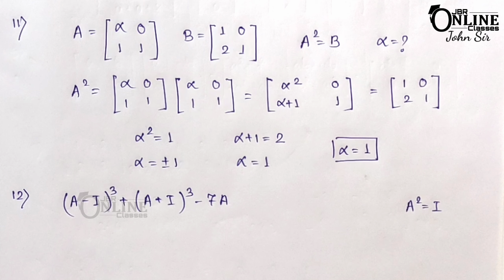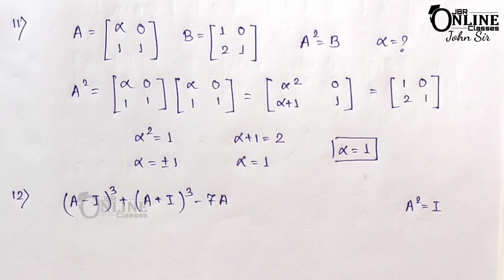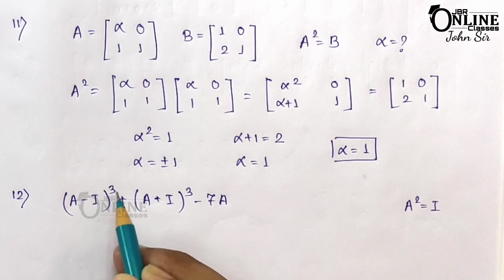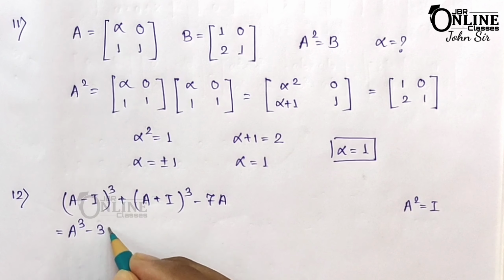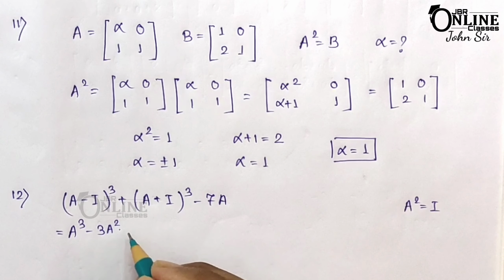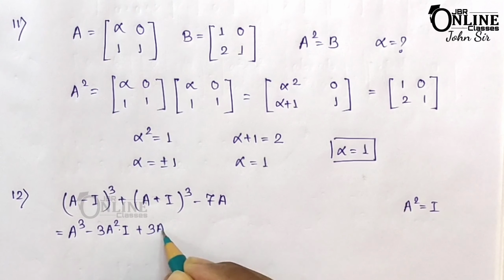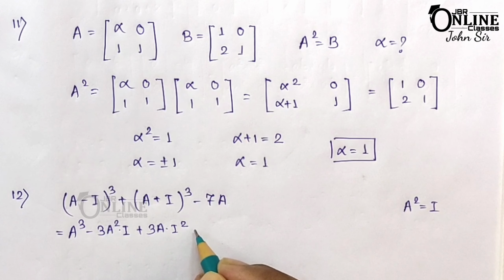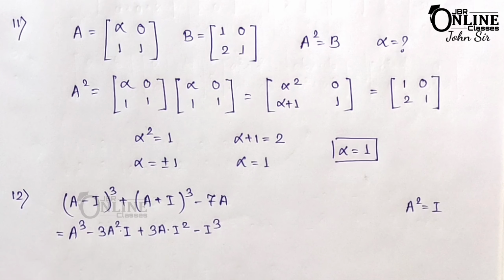Now sum number 12. If A is a square matrix such that A square equal to I, then find the simplified value of this one. As you know, here you can apply the formula (A minus B) whole cube. So it will be here A cube, after that 3A square I, okay, 3A square I, and then after that 3A I square, and the last one will be minus I cube. Okay, last one will be minus I cube.